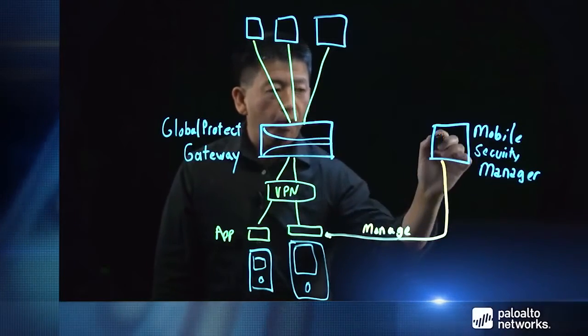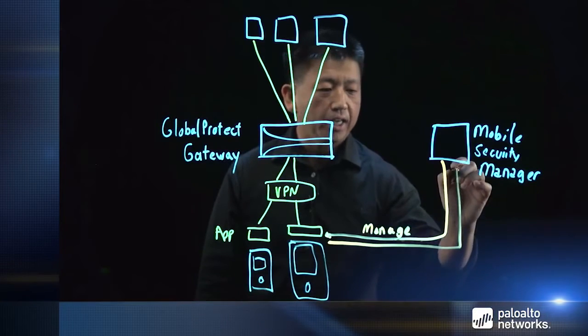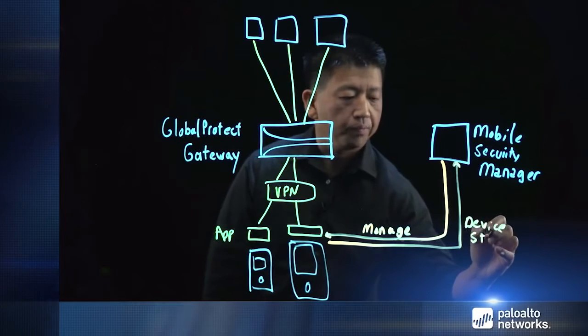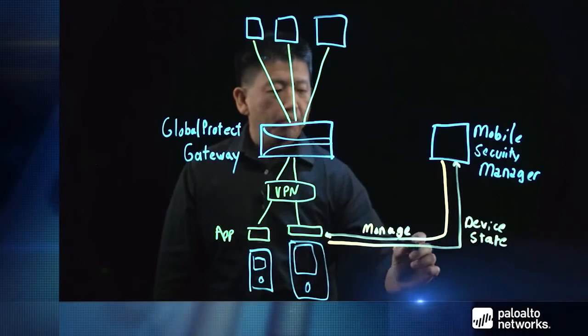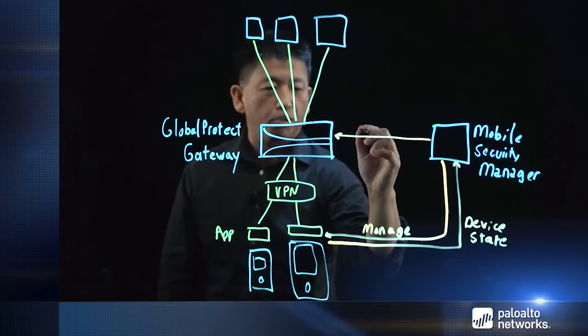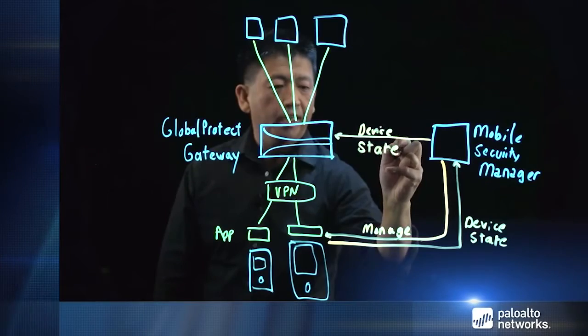Now, the second component of what Mobile Security Manager will do for you is that it can understand the state of the device. Device state information is shared with the Mobile Security Manager, providing you with a way to understand: is this device in a compromised state? Is it jailbroken? Does it have any malware on it? With this information about device state, it also shares that information back with the GlobalProtect gateway. So the device state comes back to the GlobalProtect gateway and adds another dimension to the criteria for policy enforcement.